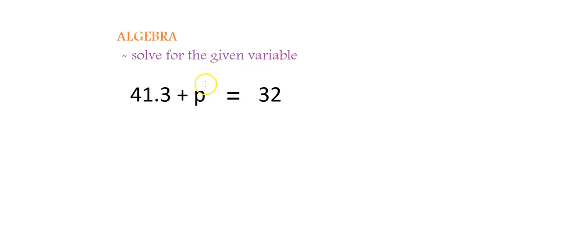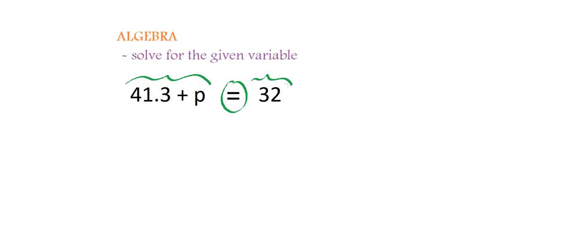Solve for the given variable. In this case, the given variable is p. Now, at the moment, this particular equation is perfectly balanced. It says that the left-hand side is equal to the value on the right-hand side.